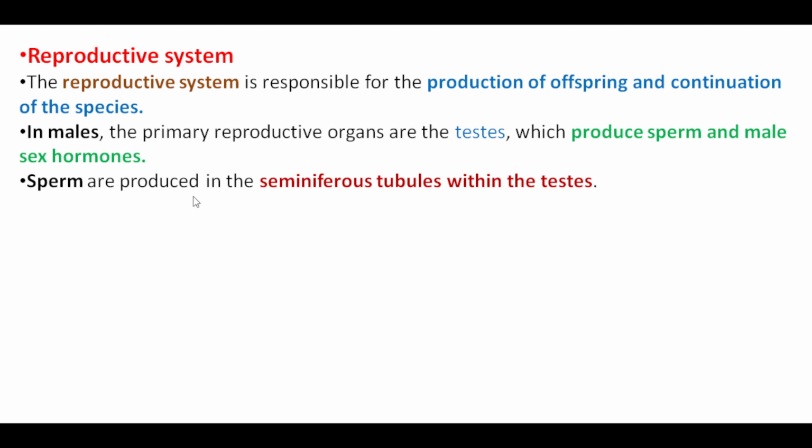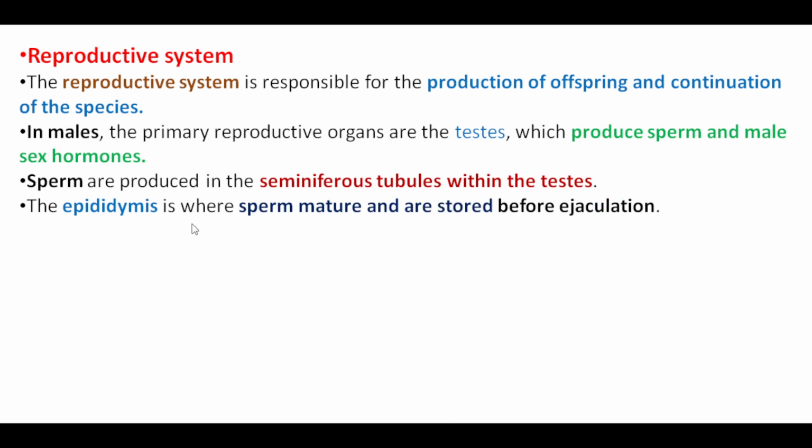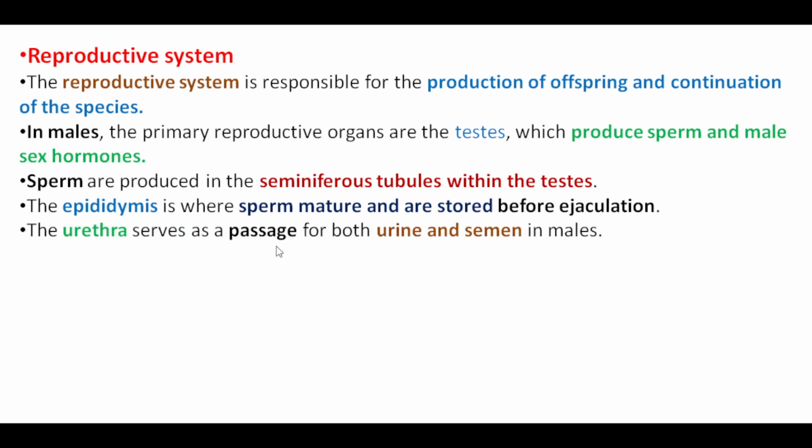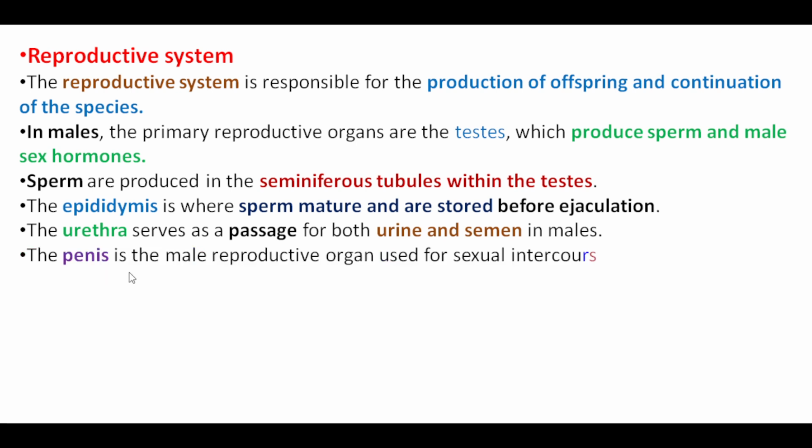Sperm are produced in the seminiferous tubules within the testes. The epididymis is where the sperm mature and are stored before ejaculation. The urethra serves as a passage for both urine and semen in males. The penis is the male reproductive organ used for sexual intercourse and the release of sperm.